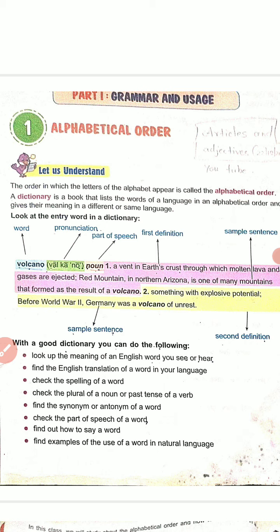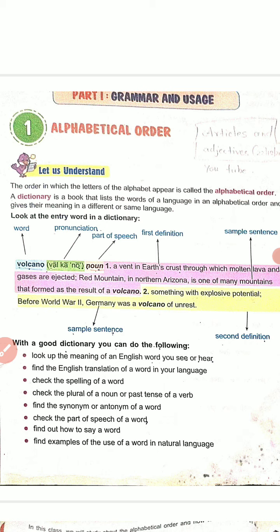Now with a good dictionary you can do the following. These are the uses of a good dictionary. Look up the meaning of an English word you see or hear. If we want to find the meaning of any word in English, we can go to the dictionary. Find the English translation of a word in your language. If we want a translation of any word in our language, we can also prefer the dictionary. Check the spelling of a word. If we want to correct a spelling, we can go to the dictionary.